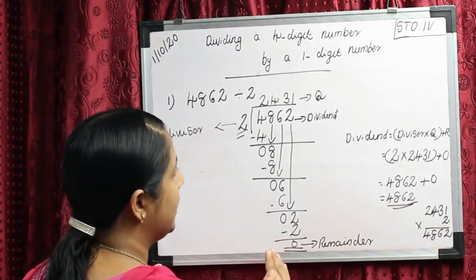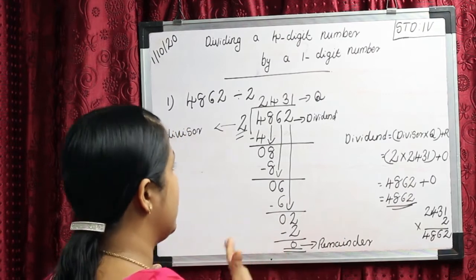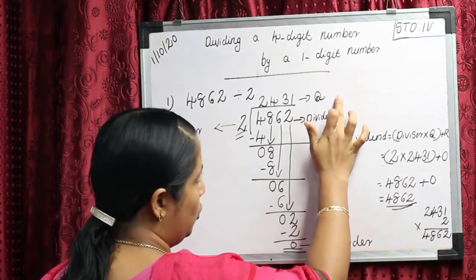Next step is marking the dividend, divisor, quotient, remainder, etc. Our answer is the quotient.